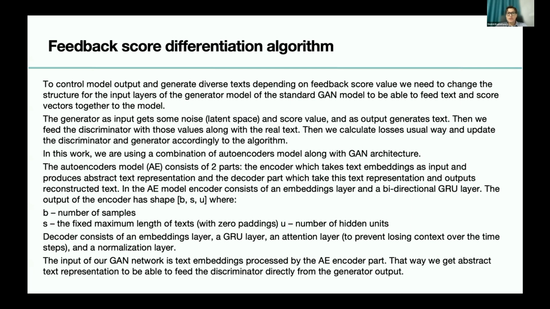In this work, we will use a combination of an autoencoder model along with the GAN architecture. The autoencoder model consists of two parts: an encoder, which takes our initial text and learns how to compress this data to a vector representation, and then reconstructs this data from the vector representation. In our GAN model, we will use this compressed representation of the text.